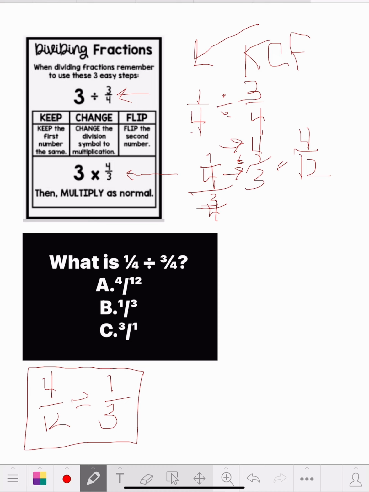What you could have done, here, let me write this again. I got 1/4. I now changed and flipped, so I get 4 over 3. I could cross these out. See these? I could cross them out, okay? And then just have 1/3. You see how I just did that? I can do that too, okay? And that simplified it, reduced it, and the correct answer is B, 1/3, okay?